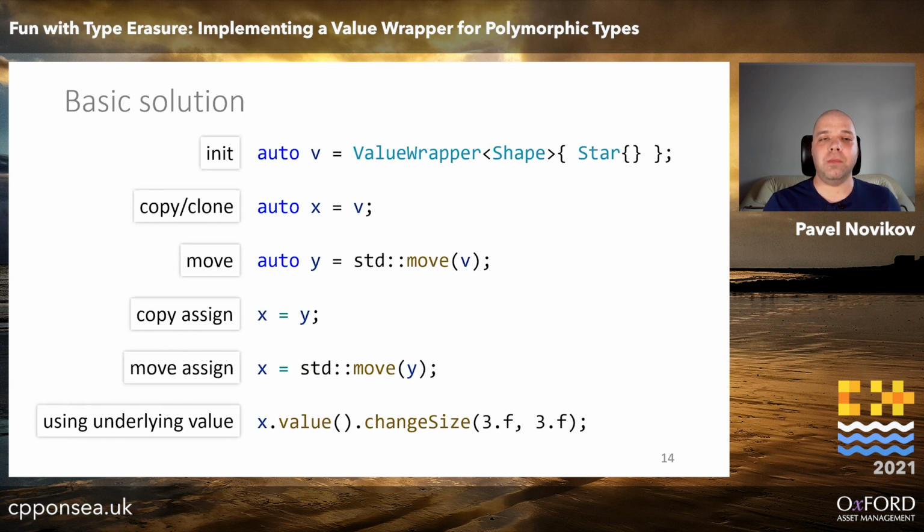So this way, we have all the operations necessary to work with this type. We have initialization, copy, move, copy assign, move assign. And also we can access the underlying value by the reference to the interface, to its base class, and do thus probably something useful with it.